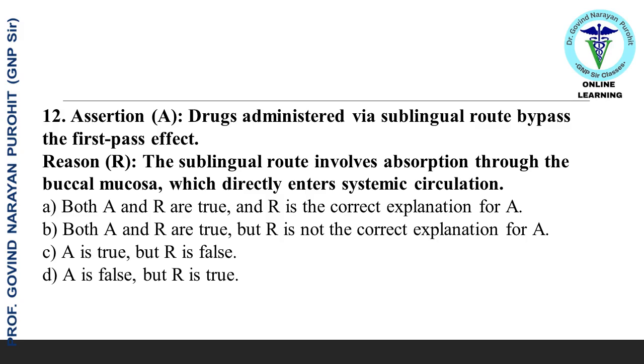12. Assertion, A. Drugs administered via sublingual route bypass the first pass effect. Reason, R. The sublingual route involves absorption through the buccal mucosa, which directly enters systemic circulation. A. Both A and R are true, and R is the correct explanation for A. B. Both A and R are true, but R is not the correct explanation for A. C. A is true, but R is false. D. A is false, but R is true. The correct answer is option A. Explanation. Sublingual absorption avoids the digestive tract and liver, preventing the first pass effect.